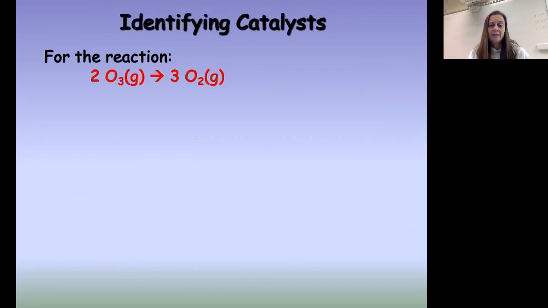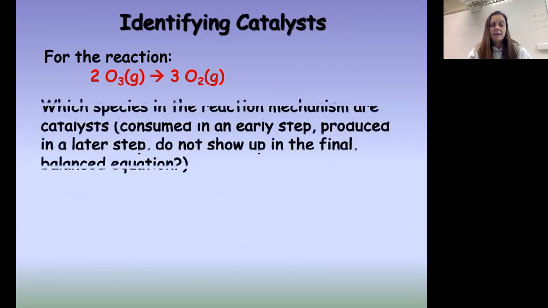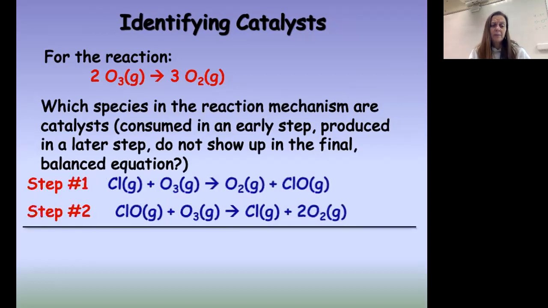A catalyst, on the other hand, tends to be used in an early step, then it gets produced in a later step. So a catalyst very often does react with our reactants, but it's regenerated. Catalysts aren't consumed overall in the reaction, but they're consumed early and regenerated later. So again, we're given a mechanism.